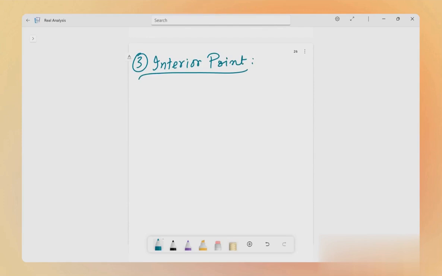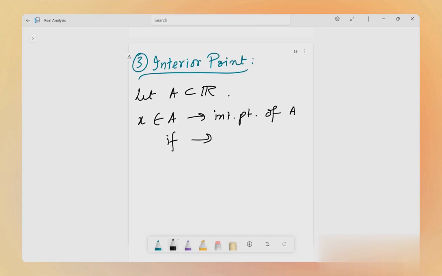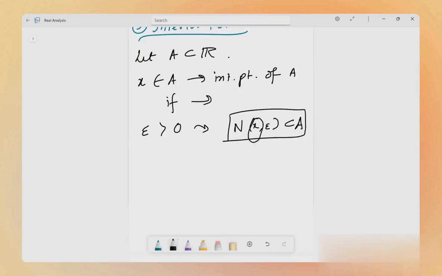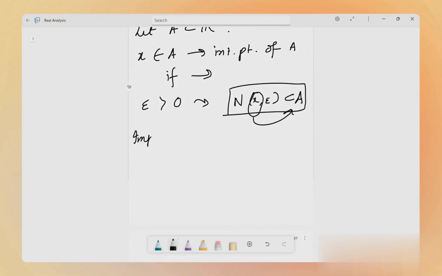The interior point is, let's take the definition from S.K. Mapa. Let A be a subset of R. A point x which belongs to A is called an interior point of A if there exists epsilon greater than 0 such that N(x, epsilon) is a subset of A. Now what did I try to mean here? This means you can find a full neighborhood around x that lies completely inside the set A.